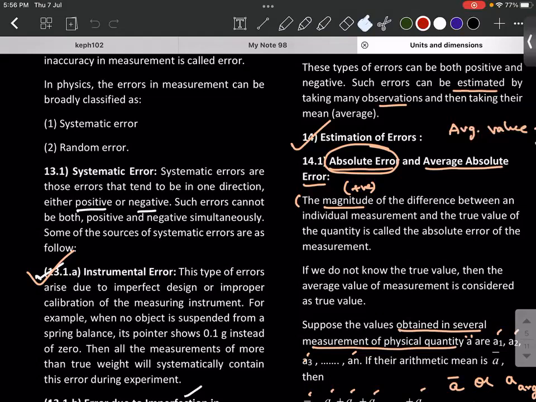So on the average, what did we try to find out? We try to understand something called fractional error. So what is fractional error? It is the ratio of average absolute error to the true value. So average absolute error divided by true value is what is called fractional error. If you multiply the fractional error by 100, you call it percentage error, right?